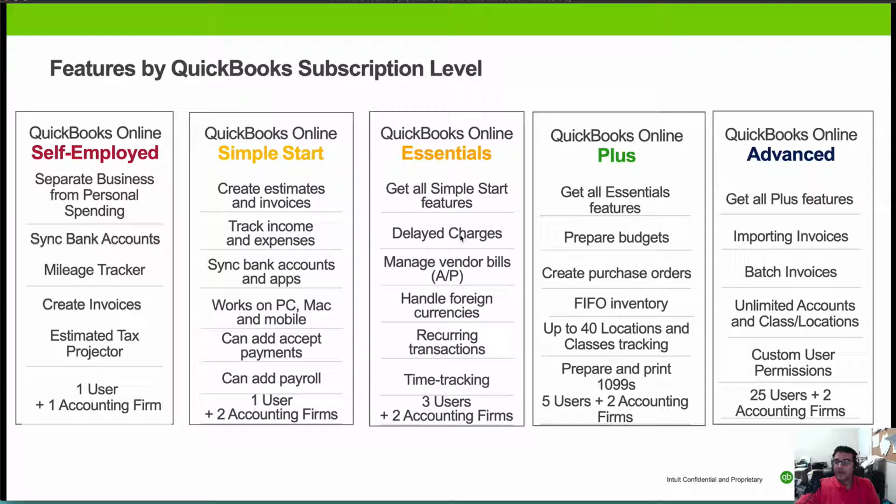So that's Essentials. Now, you go to Plus generally when you need to do purchase orders, inventory, budgets, manage vendors in which you're going to do 1099s. You need to have multiple classes or locations, and you want up to 5 users working with QuickBooks Online. So if any of those conditions apply, then you're going to go with Plus. Now, if you have a Plus candidate that also needs to have unlimited locations and classes, that needs to build custom users with custom access permission, you want to have up to 25 users working in QuickBooks Online at the same time. You want to be able to do importing of invoices and batch invoicing and a little bit of premium support. Then you go with QuickBooks Online Advanced.